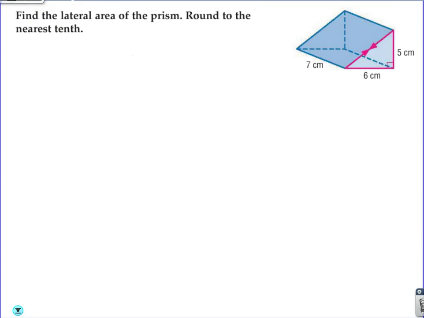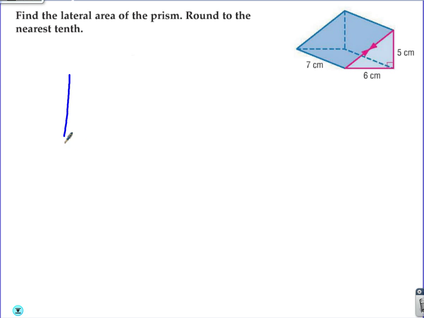Find the lateral area of the prism, rounded to the nearest tenth. What shape are the lateral faces? All three faces are rectangles. This is not sitting on its base. This thing is sitting on one of its lateral faces. The bases are those two triangles, so we're not looking for the area of those triangles. We're worried about finding the area of the three sides.